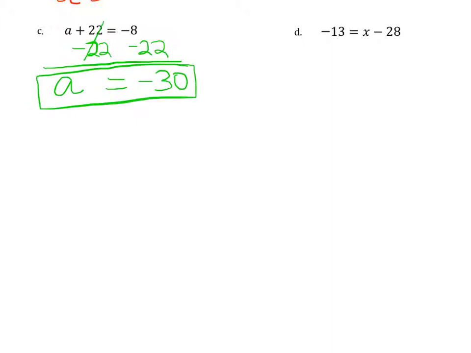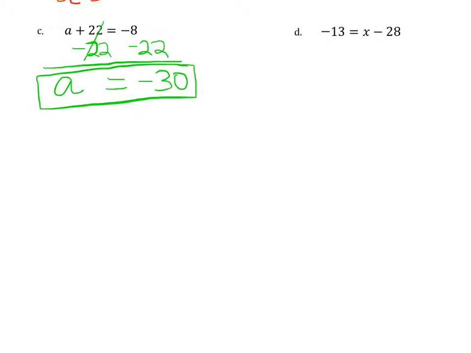In part C, we have a plus 22 equals negative 8. Looking at that variable, that unknown there, the arithmetic operation that I see is addition. Well, I have to do the opposite of the addition, or the inverse of addition. So instead of adding 22, I need to undo it by subtracting 22 from both sides. So I'm going to be left with a. 22 minus 22 is 0. And when I do negative 8 minus 22, I get negative 30. So my answer to this problem is a equals negative 30.